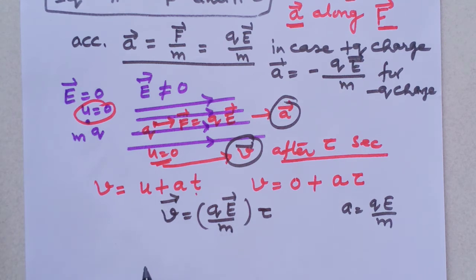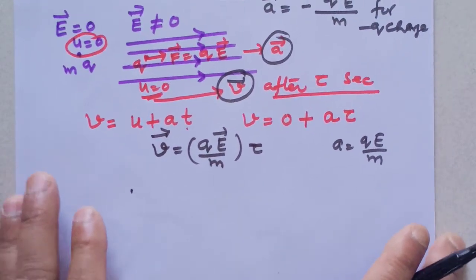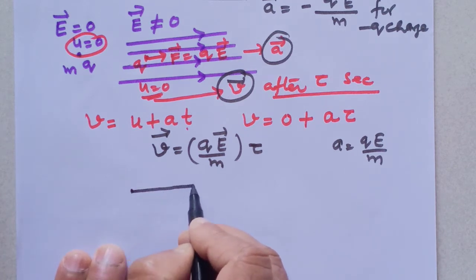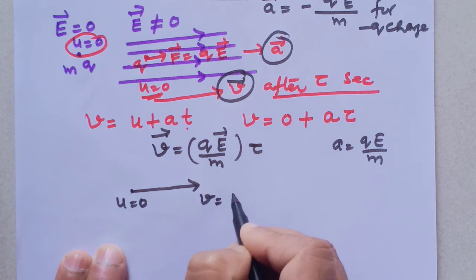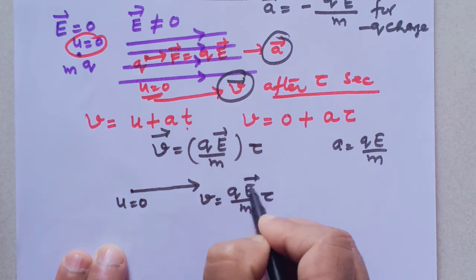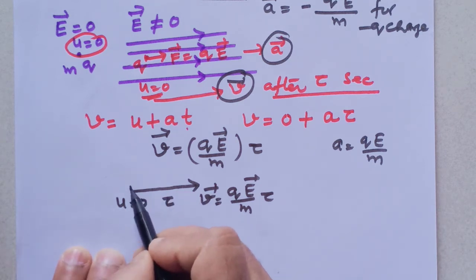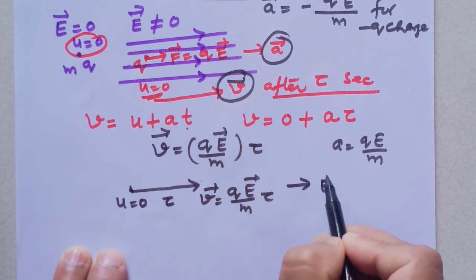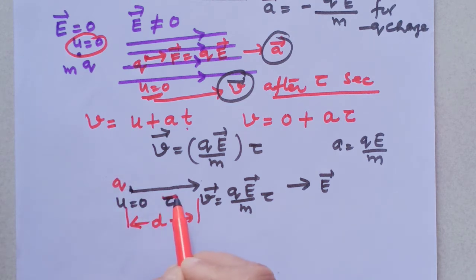Again, let us suppose that this charge goes from u equal to 0 to v equal to QE upon m into tau. It gains the velocity in tau seconds, and the electric field is along this direction. Now this is the situation. Let this distance be d. The distance traveled by the charged particle in tau seconds is d.